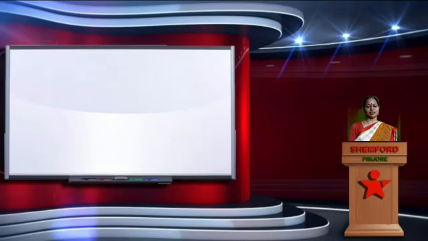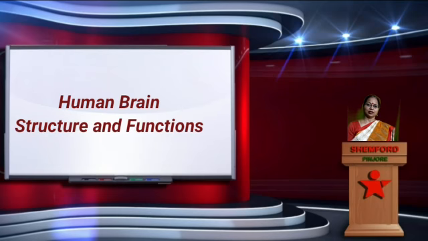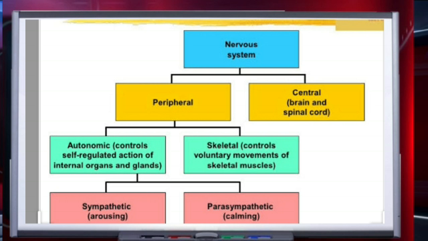Good morning, children. As we have already discussed the structure of neurons and neuromuscular junction, today we are going to study the structure of the human brain and its functions. Let's start with the human nervous system.